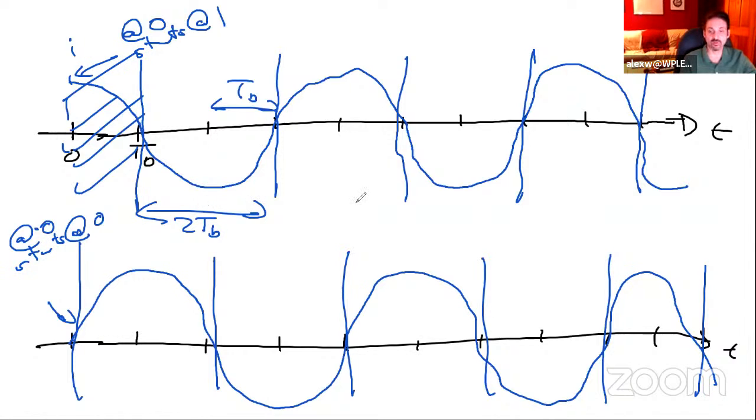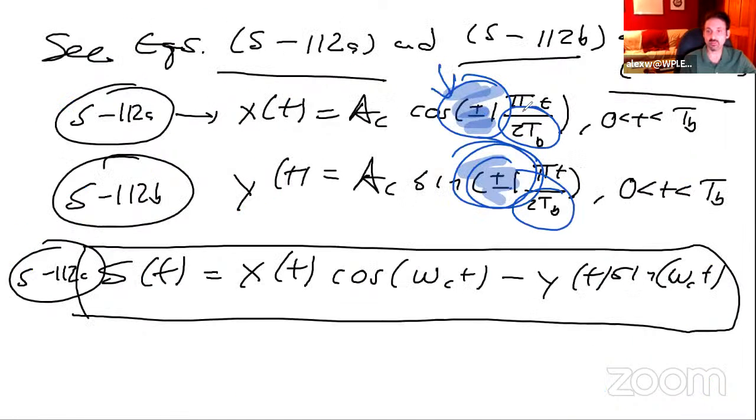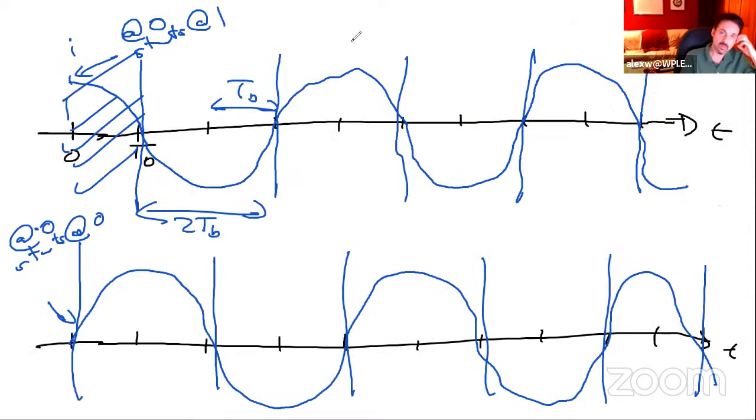This is very, very interesting. Again, check out what the expression does. Cosine plus or minus pi t over 2 TB, okay? So that's this guy here, cosine plus or minus pi t over 2 TB. So that plus or minus 1 is that subsampled version.